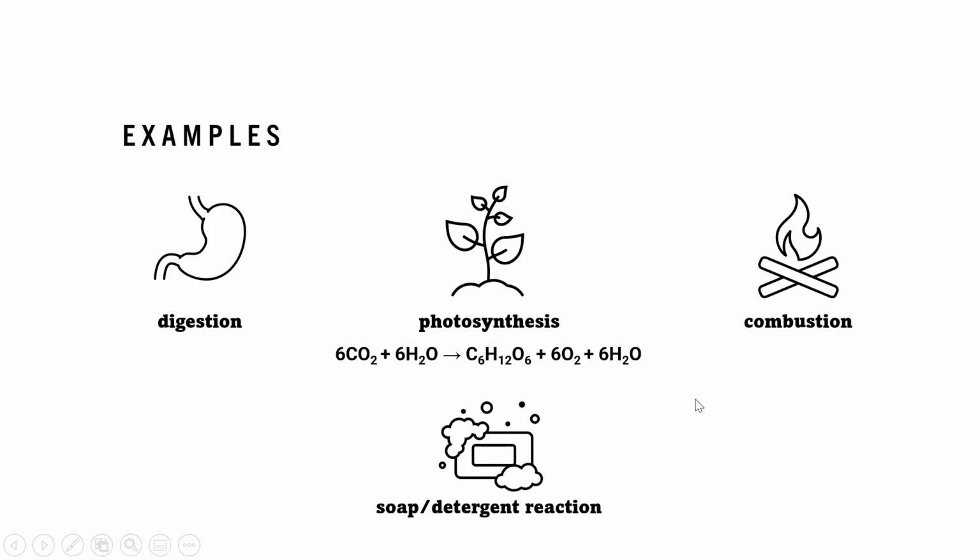Photosynthesis is also an example of a chemical change, and here we have a chemical reaction to represent this change. So most of the time when a chemical reaction occurs and there's a chemical change, you should be able to represent this change with a chemical equation. Combustion is an example, and soap detergent reaction is another example of chemical change.